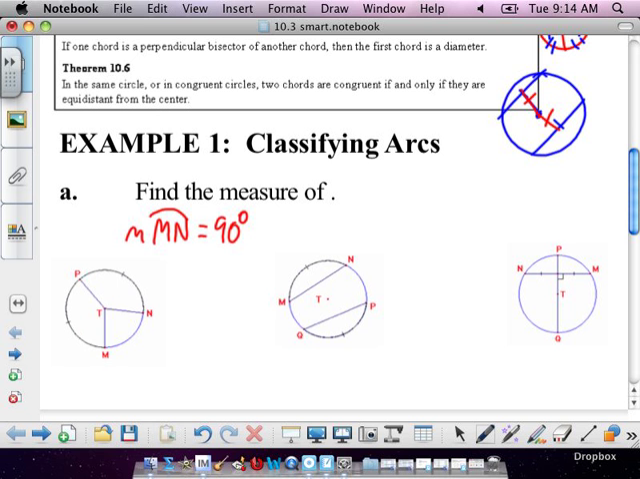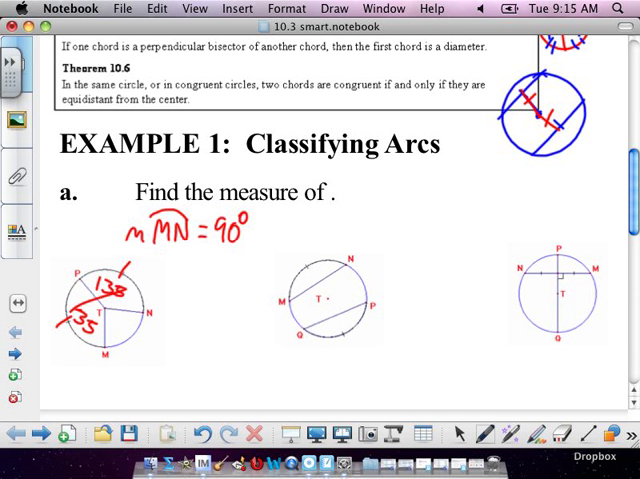Do we see that these two arcs are congruent? Yes. So if this is 135, this is also 135. Okay, the arcs of a circle add up to 360. So I'm minus 135 minus 135. I'm left with 90. Good? Okay.